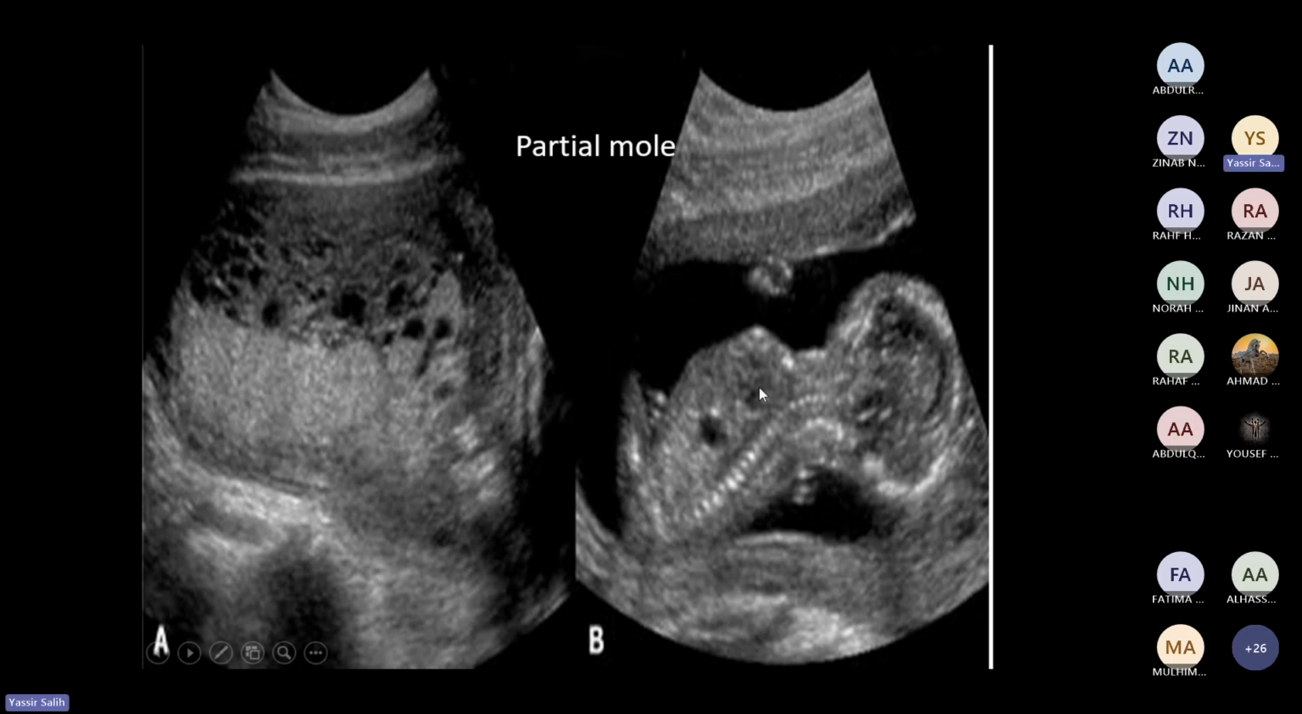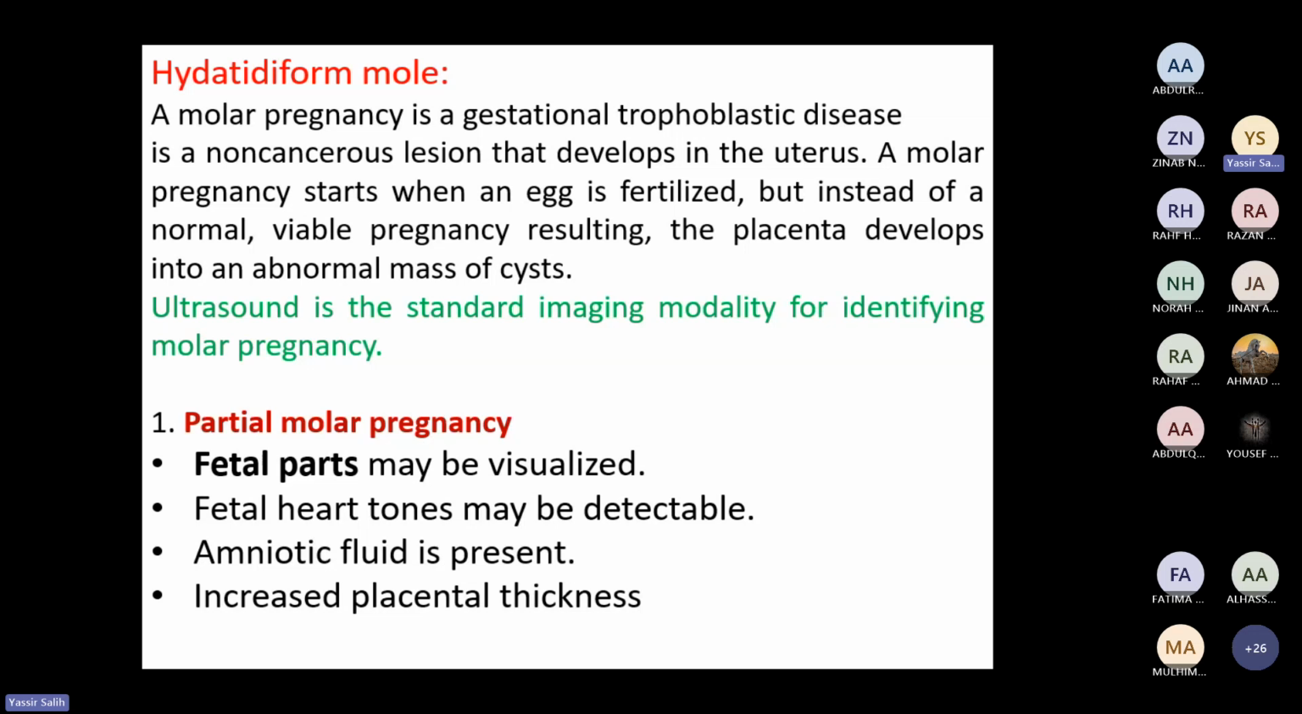إذا هو سموه partial ليش؟ لأنه ممكن تشوف الفيتس within the uterine cavity with كل البارت بتاعه كامل، وبالإضافة لشنو بس أهم شيء بيكون البلاسنتا bulky placenta. Bulky placenta.